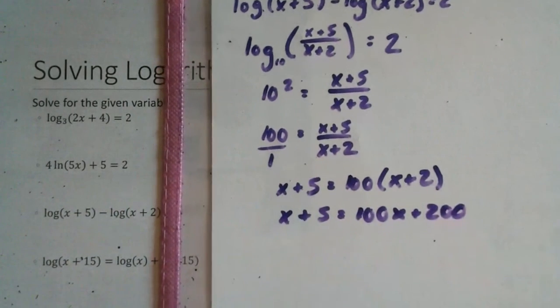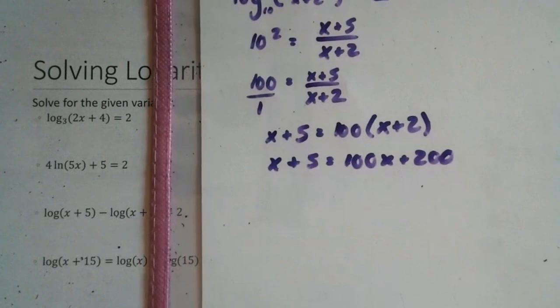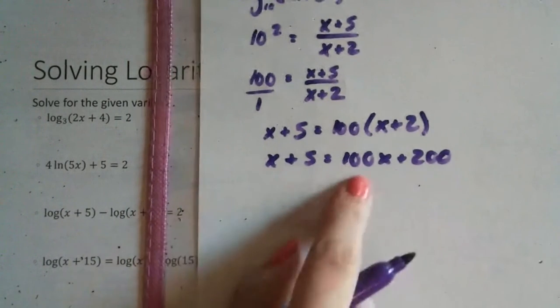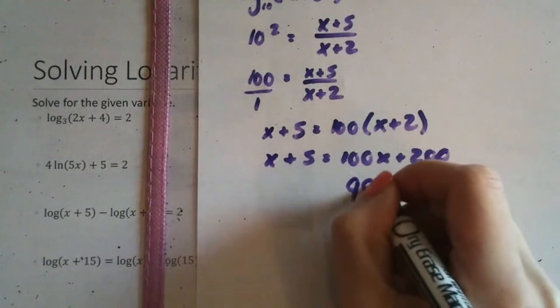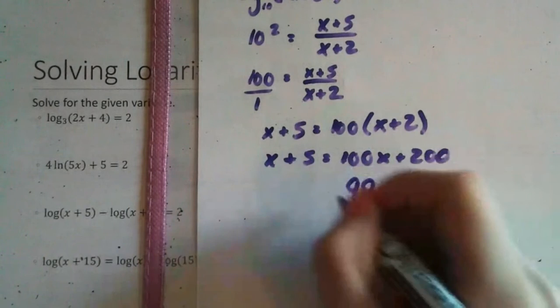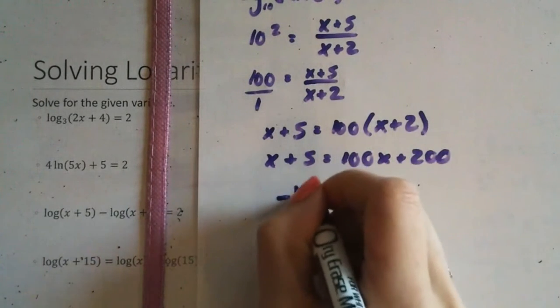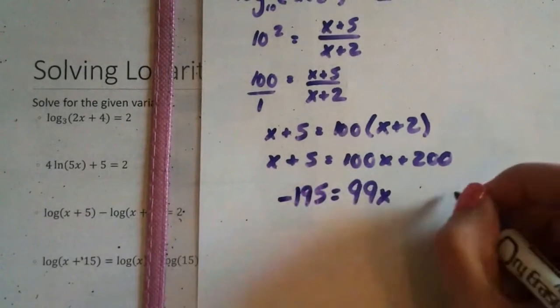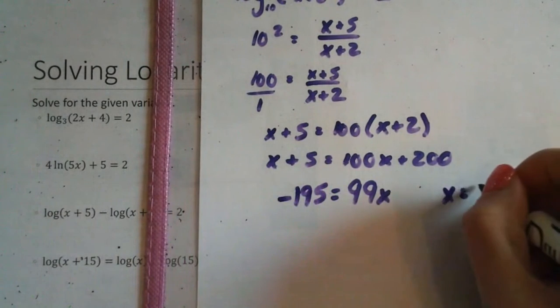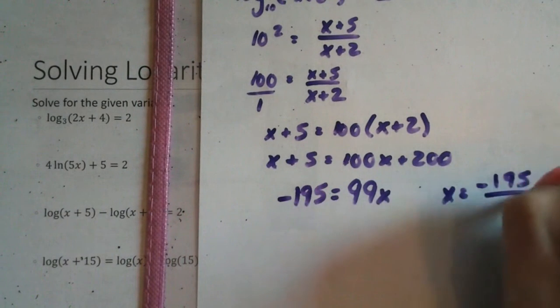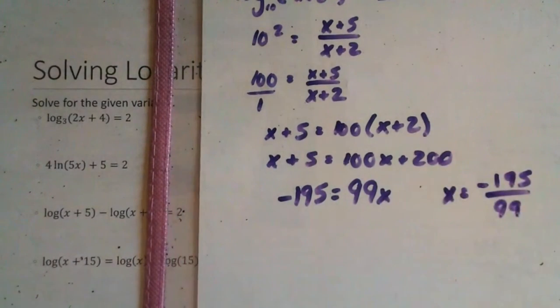I'm trying to solve for x, so I'll put all the x's on one side, everything else on the other. I'll subtract the x over so that I have 99x on this side. I'll subtract the 200 over so I have a -195 over here. Dividing both sides by 99, you get x is equal to -195 over 99.